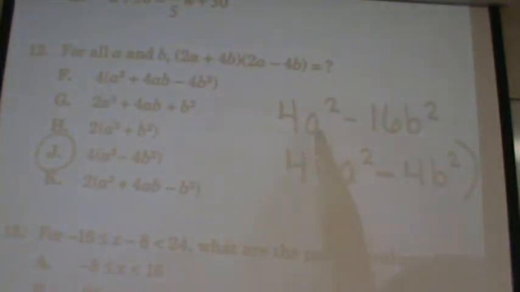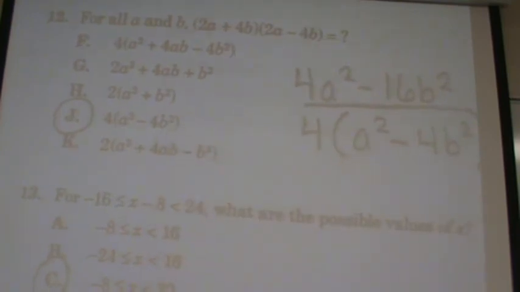Number 12. For this one, you got F? You should have just stripped FOIL. The 2 middle ones cancel out, and I got this answer right here, and I said, wait, I don't see that answer. And then I looked at these and I said, oh, I know what they did, they took a 4 out. And there it is, J. Did you get that one?